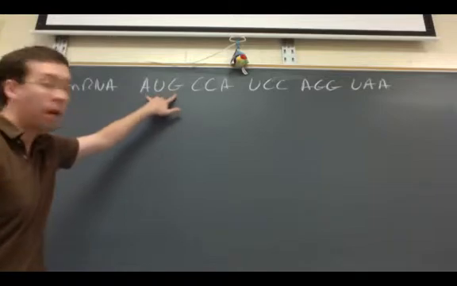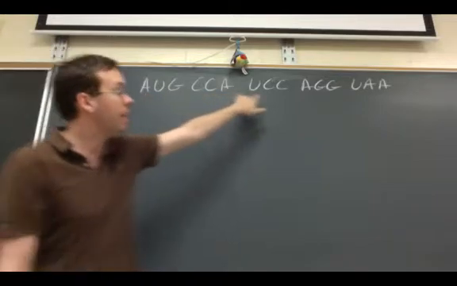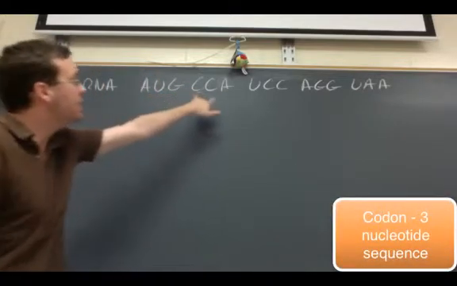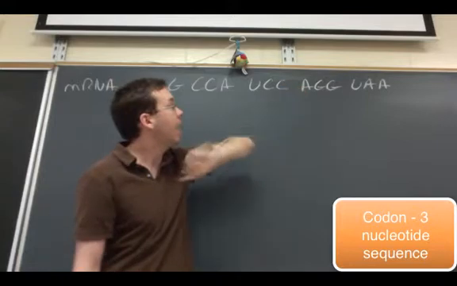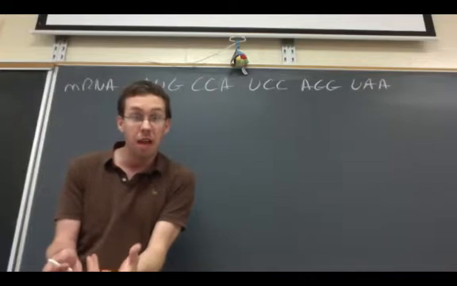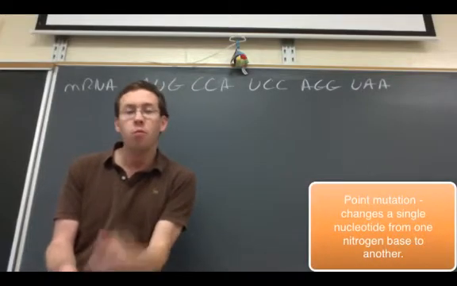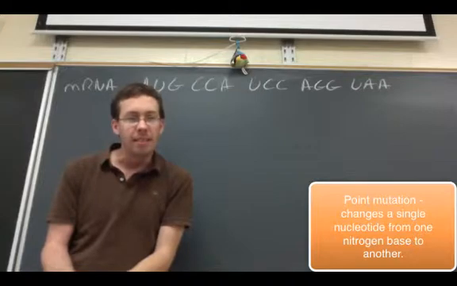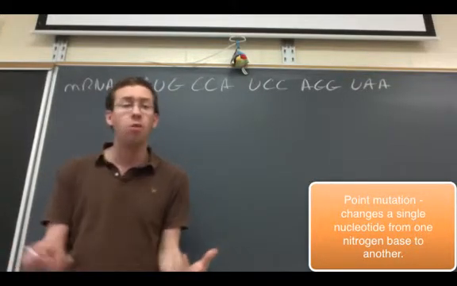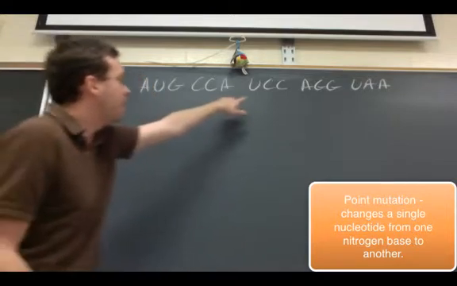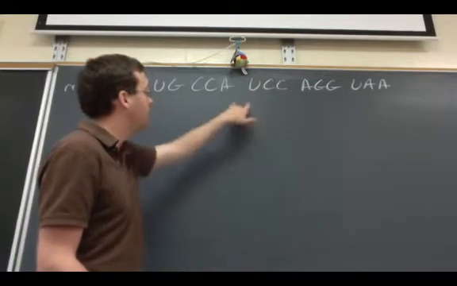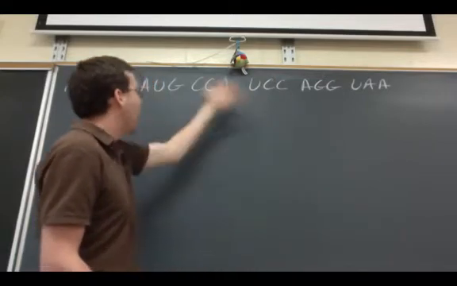You notice that I've already cut them into 3 nucleotide sequences. If you remember, those are called codons, right? So you've got AUG, CCA, UCC, AGG, UAA. Well, let's do what's called a point mutation first. And a point mutation is when one of the nitrogen bases is altered or changed to a different nitrogen base. And this could be for a whole host of reasons. But let's just say that this right here gets changed to something different. Let's say instead of UCC, it ends up being ACC.